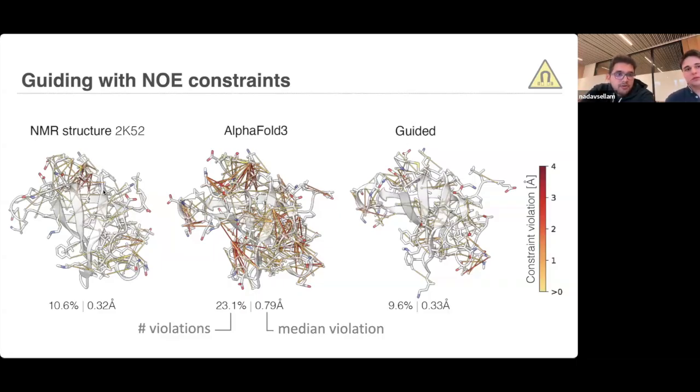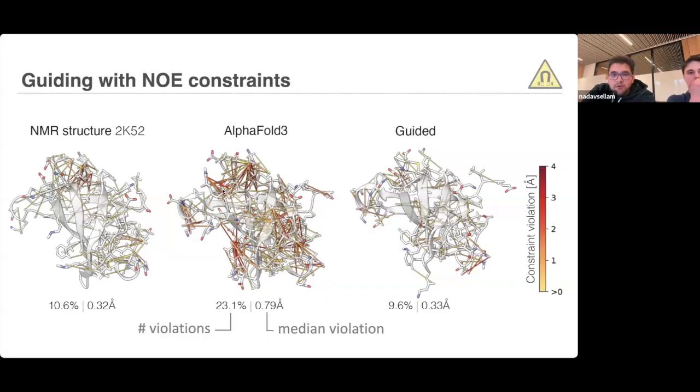So in this case, for example, on the left is the NMR structure of this PDB ID, and annotated on that as a darker red shade are the violations. So this NMR structure violates 10% of the restraints that are imposed by the experiment, with a median violation of 0.32 angstroms.